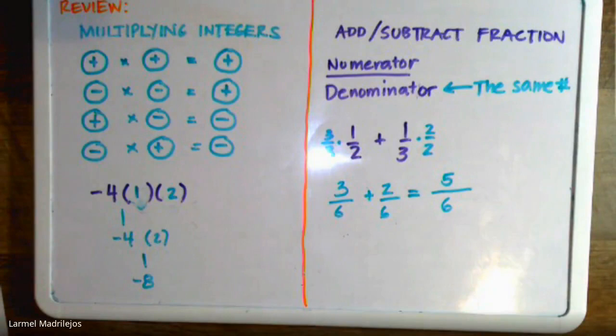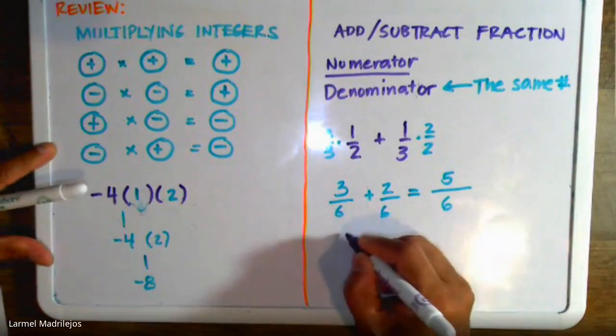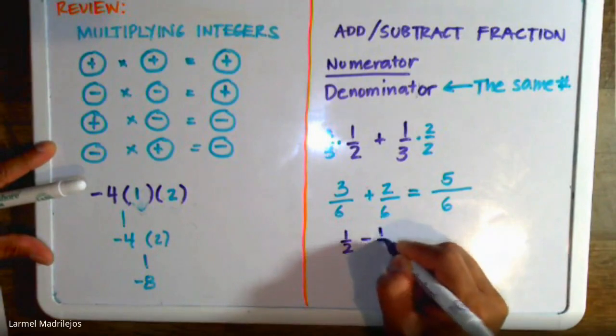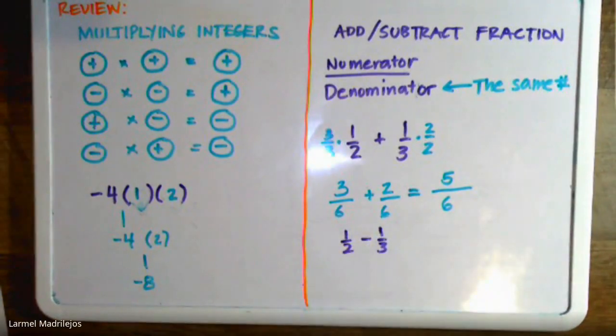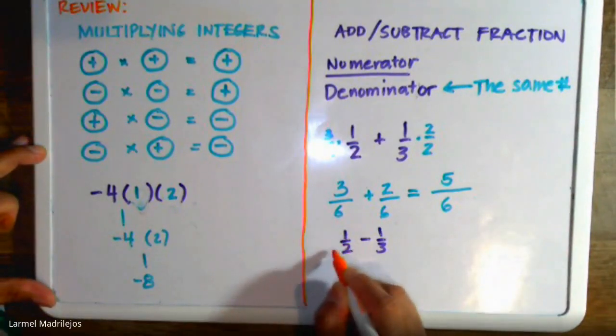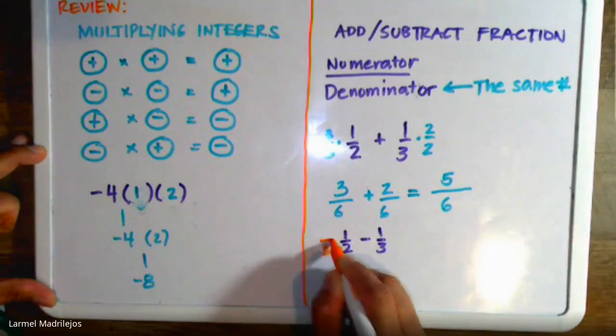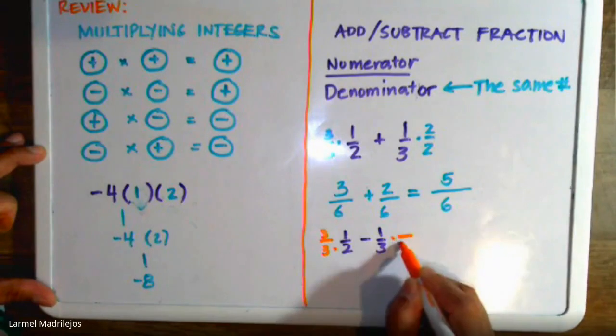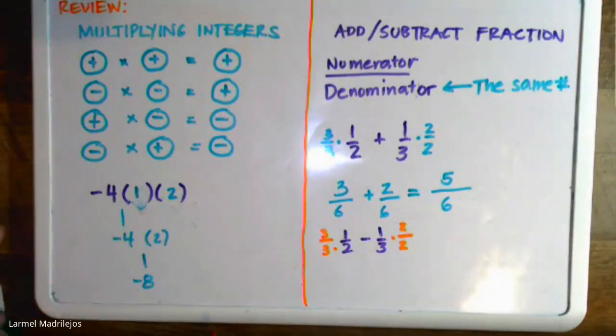Another example. What if there is a different sign? 1 over 2 minus 1 over 3. It's the same process. The process will be the same denominator. I need to make this 6, so I need to multiply it by 3 over 3. I need to make this 6 too, multiplied by 2 over 2.